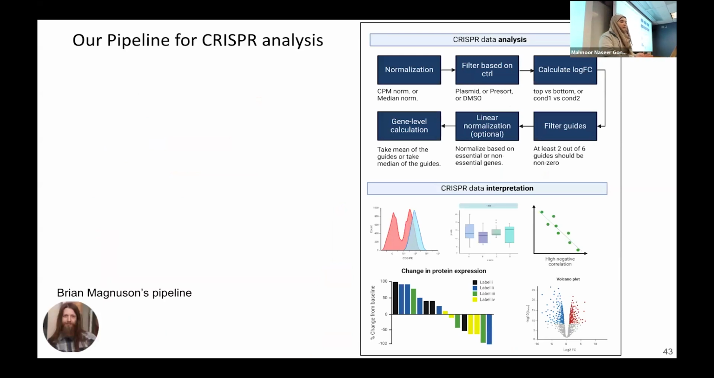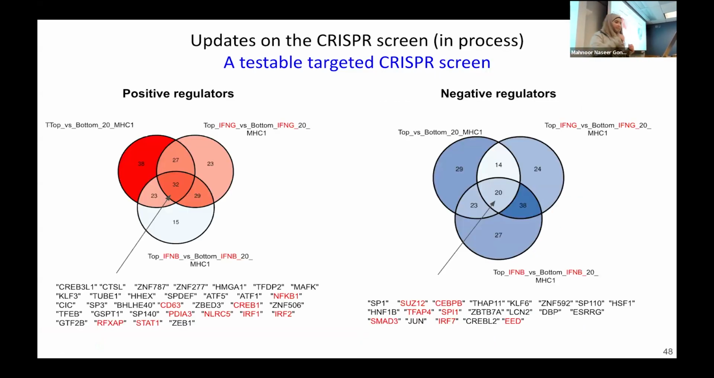In terms of the CRISPR screen, I'm not going to go into the method of how we did this, but basically you do some normalization, filtering, calculating fold change, do some linear normalization, and then you get your gene level estimation. It's not perfect. So there are things that you can manipulate in terms of CRISPR analysis. But because of time, I'm not going to go into the CRISPR analysis. I'm just going to show you the data.